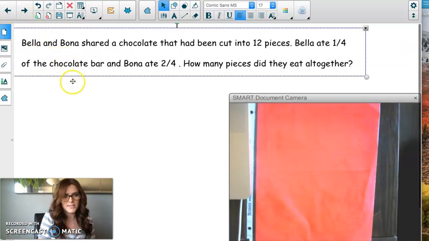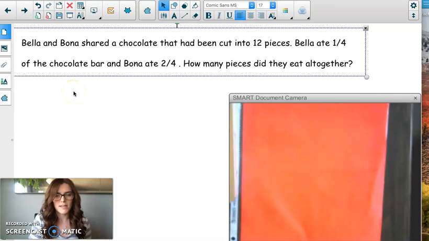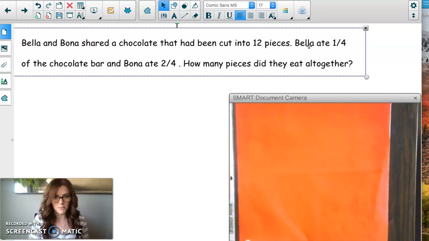Our next one says, Bella and Bona shared a chocolate bar that had been cut into 12 pieces. Bella ate 1/4 of the chocolate bar and Bona ate 2/4. How many pieces did they eat all together? So this is a multi-step one. First we need to figure out how many pieces they each ate separately. You can do this with a picture or with just calculations. So let's do the calculations first and then I can show you how to do this with a picture.